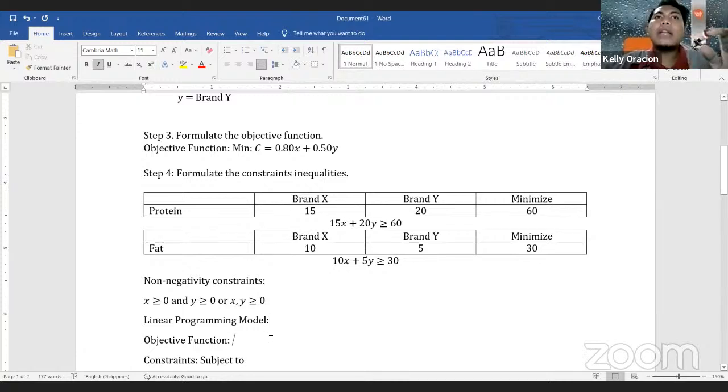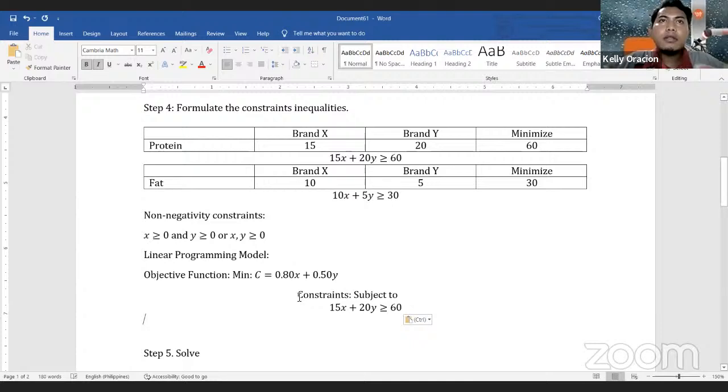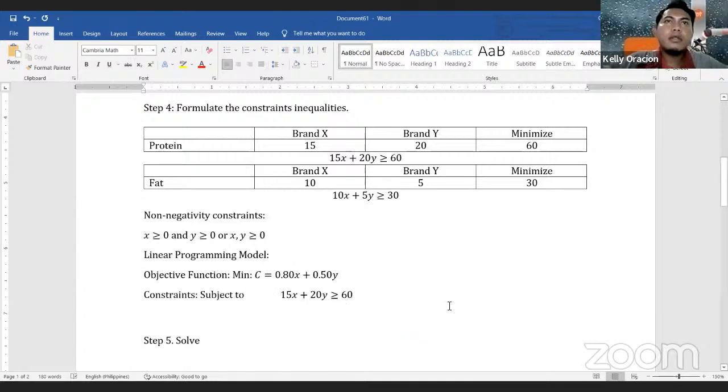So let's create our linear programming model. Our objective function is to minimize. The equation is this, minimizing the cost. Our constraints are subject to, these are our constraints. And then another constraint we have here.